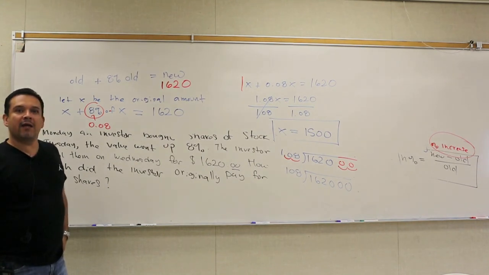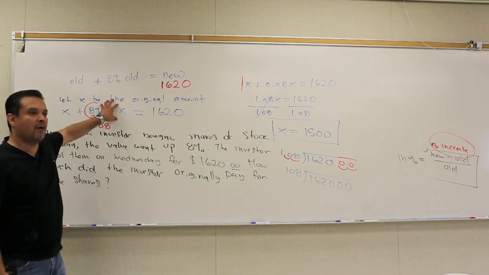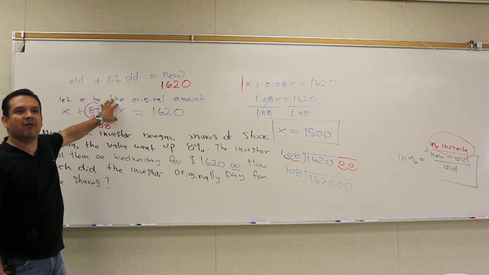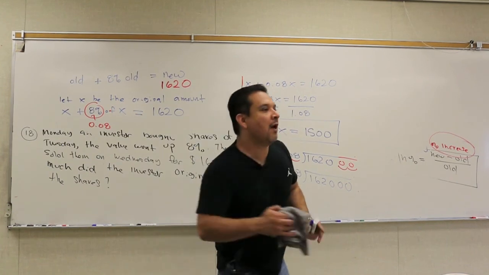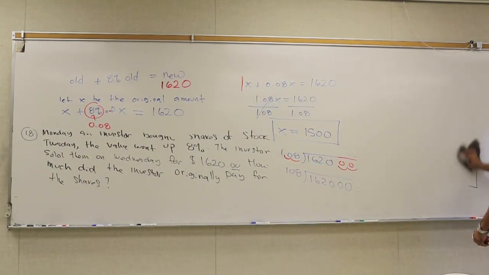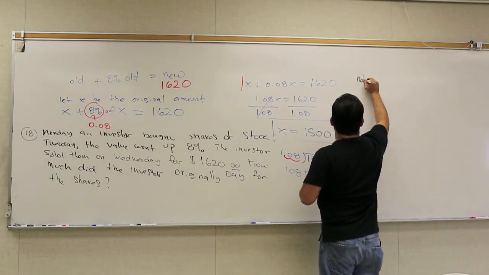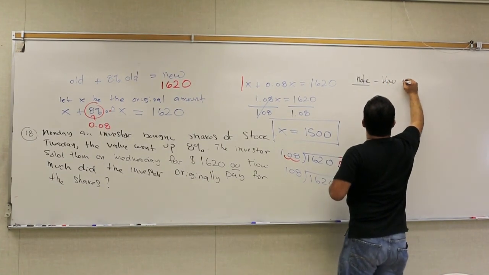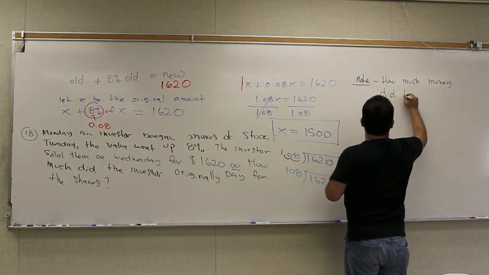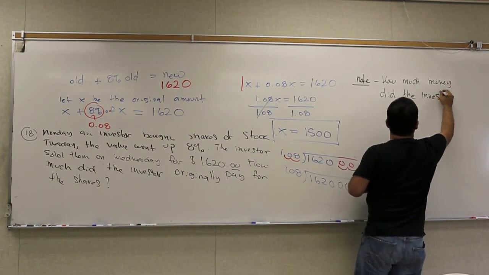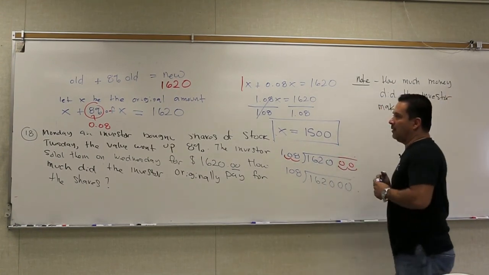Okay, by the way, what could we call this portion here? I'm just curious. How much was the profit? I'm going to put a note here. How much money did the investor make? Let's do some critical thinking here. What was the investor's profit?